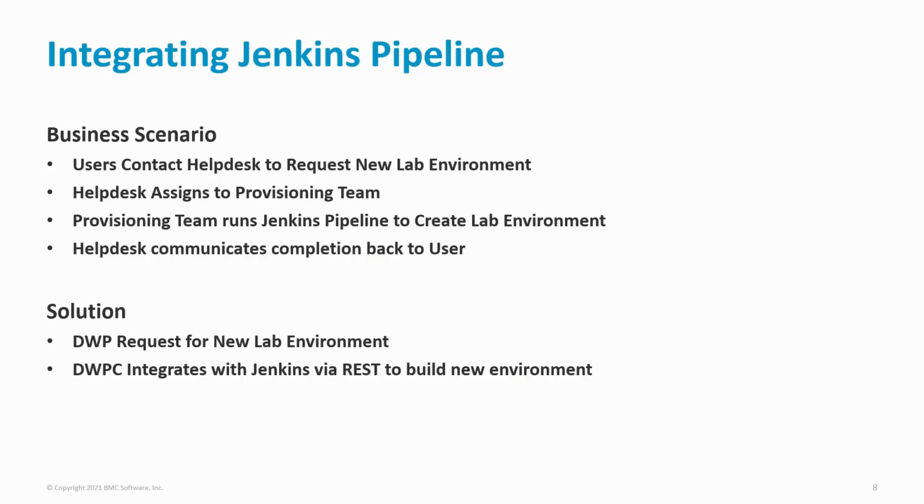Okay, and in the current scenario, if there is no automation, the way it's going to work is like this. The user is going to contact the help desk agent for requesting a new lab environment. And then once the help desk creates a case, he can assign that case to the provisioning team. Then the provisioning team runs the Jenkins job to spin up an additional lab environment for the end user. Then the help desk user communicates back to the end user stating your request has been fulfilled and sends an email about the same. So this is the manual intervention.